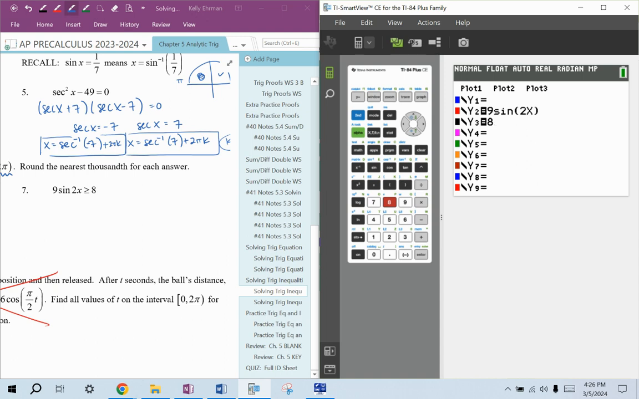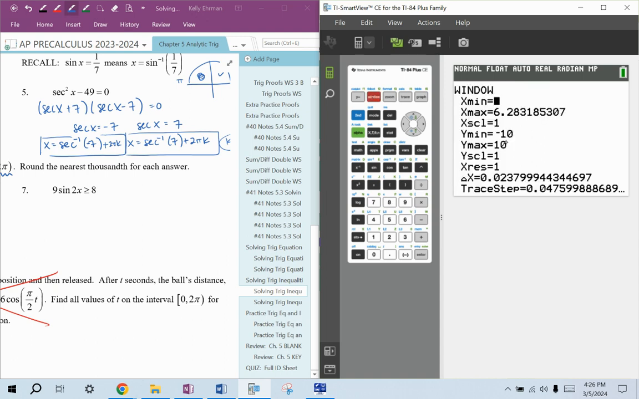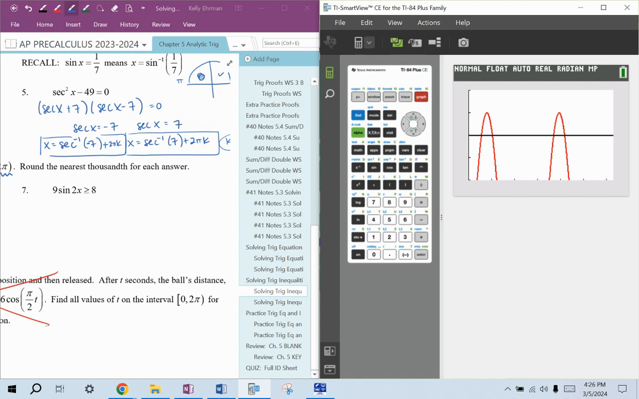And then I just need to make an adjustment on the window for the y values. So I still want 0 to 2 pi for the x's. But for the y values, I need to be able to see 8. So maybe I go from 2 below to 2 above, 6 to 10. As long as you can see the intersection, that's fine. So this is saying when is this graph above 8? So this little hump is above 8, and so is this one.